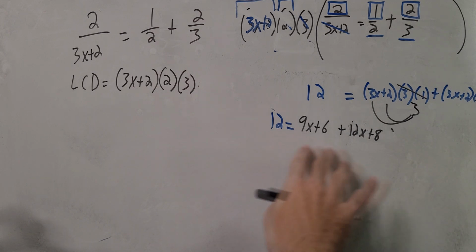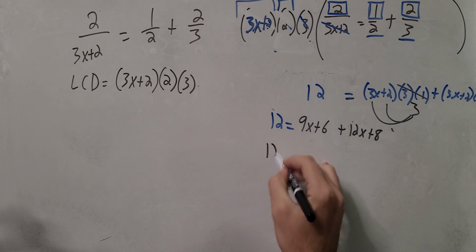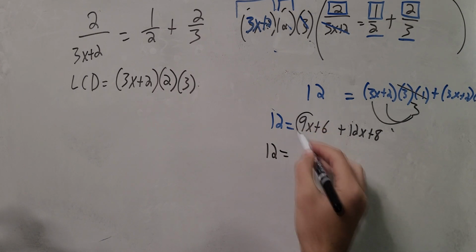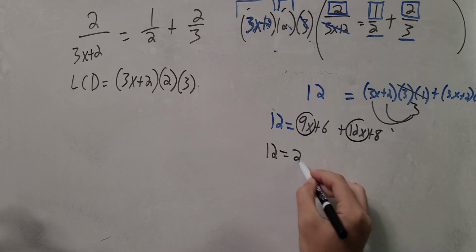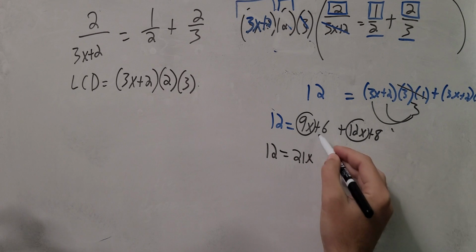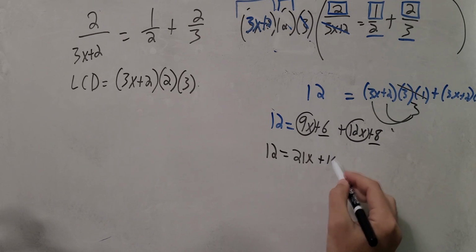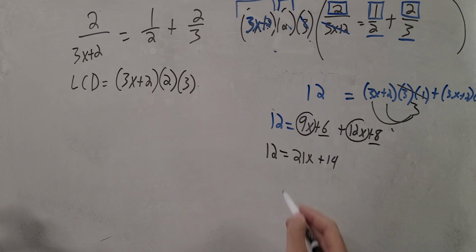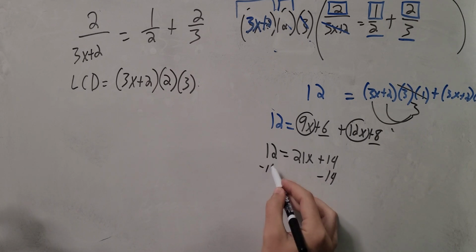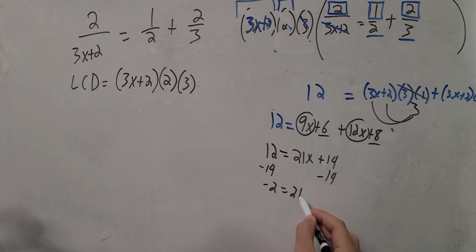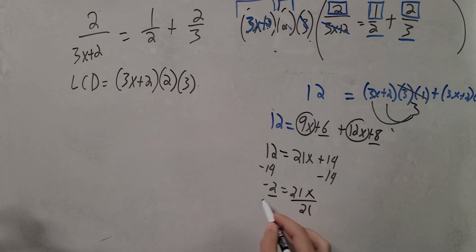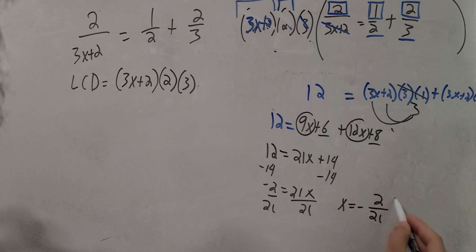All right, so now we can combine like terms. We have 12 equals. Let's see, we got the 9x and the 12x. That's going to give me a 21x. And then we have the 6 and the 8. That's a plus 14. Now we can solve for x. Minus 14, negative 2 equals 21x. Divide by 21. We get x equals negative 2 over 21.